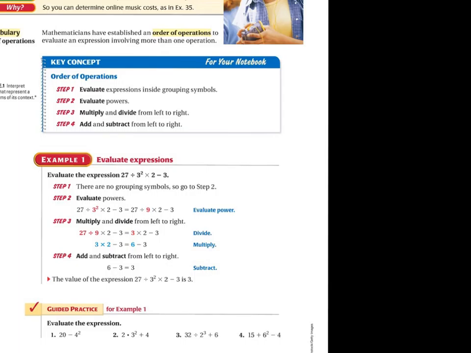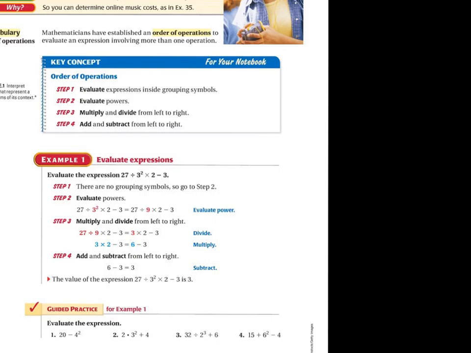In this section, we're talking about order of operations, and where this is important is if you come into a series of numbers, you're not sure which operation you're supposed to do first. It can end up drastically changing your answer depending on what you do first, so this just tells you which order to do them in.